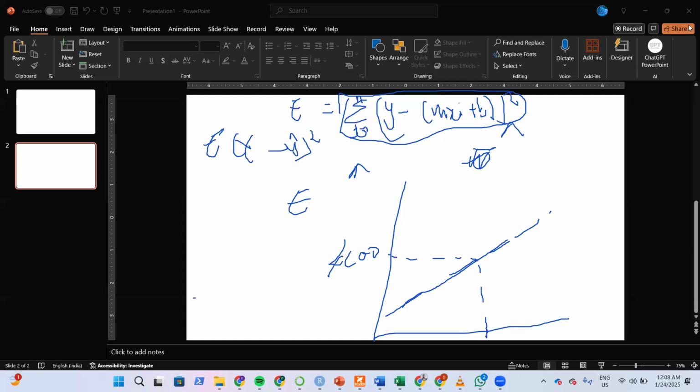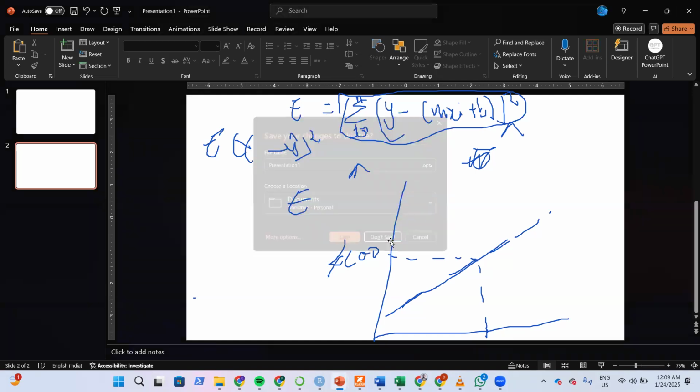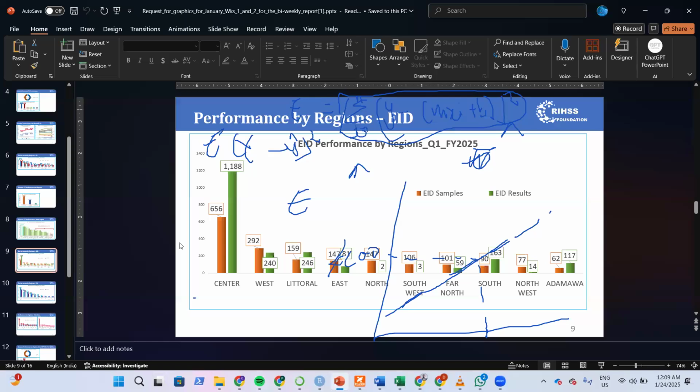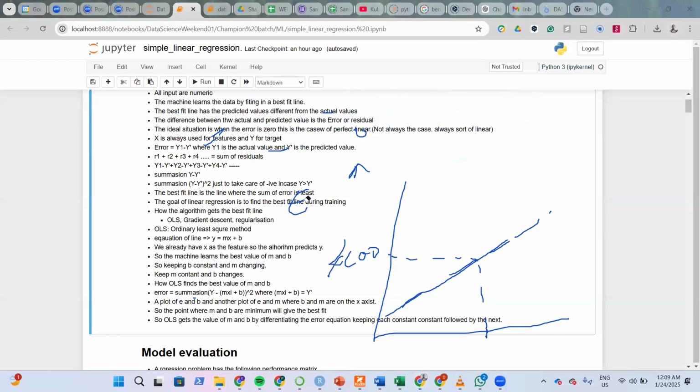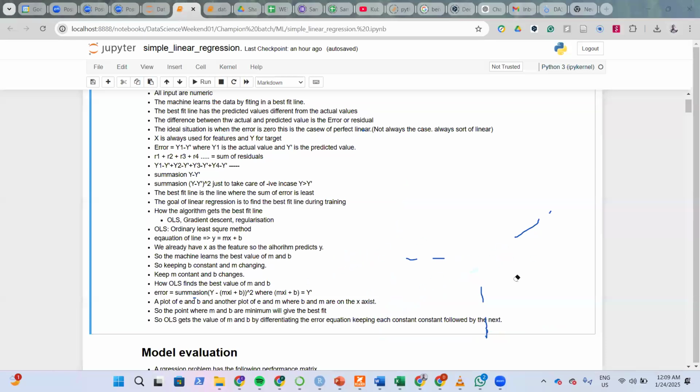Okay. There are different methods that the algorithm can use to get the line of best fit. The one I've explained to you is called OLS, which stands for ordinary least squares method. Then there's gradient descent and there's regularization. So we are going to look at gradient descent and then regularization. These are the different methods it uses to calculate the line of best fit.